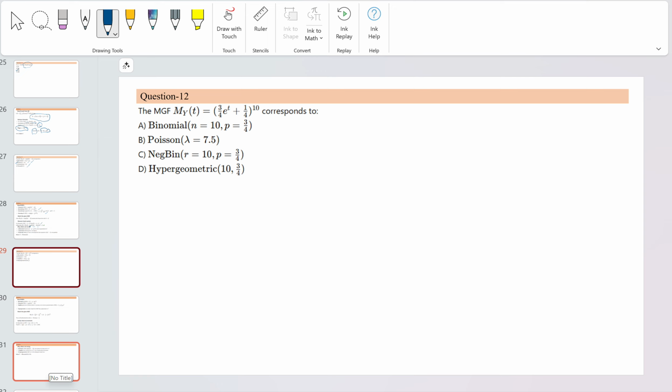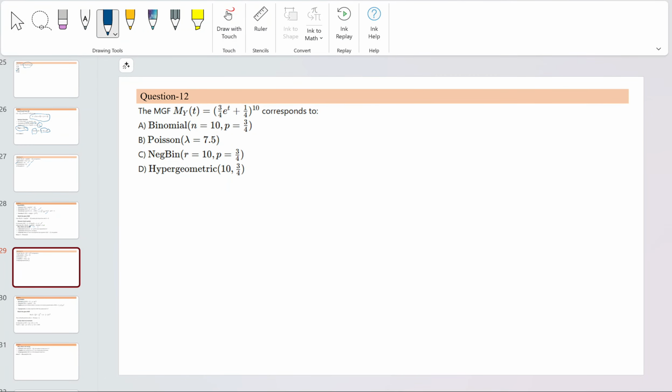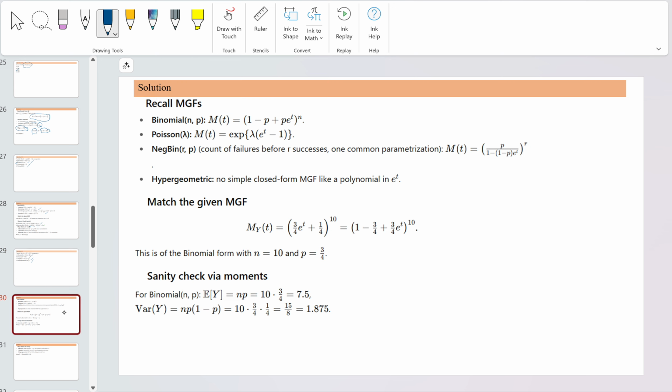Okay, let me give the solution for this. The MGF, when you see M_X(t) is equal to (3/4 e^t + 1/4)^10, that is binomial distribution. It is asking whether it corresponds to binomial distribution or Poisson distribution or negative binomial or hypergeometric.